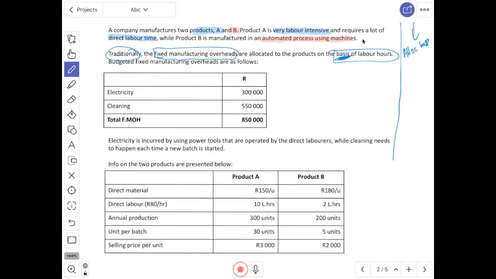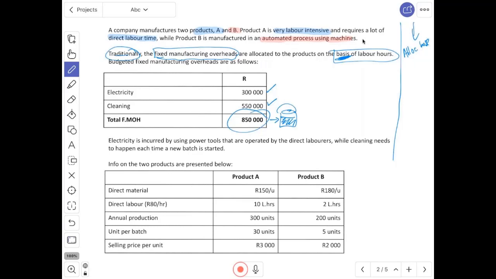And then budgeted fixed manufacturing overheads are as follows. So we've got 850,000 Rand we need to allocate. That's our big bucket full of overheads. Now remember, for the traditional method, we're going to allocate the 850 to product A and B using one rate, the predetermined overhead allocation rate we've seen in absorption costing. But this fixed manufacturing overheads cost is made up of 300,000 electricity and 550,000 cleaning. So maybe it's big machines that use a lot of chemicals and stuff, and every time they start up the machine again, they have to clean it out completely before they can use the machines again. So these are the only two for this example.